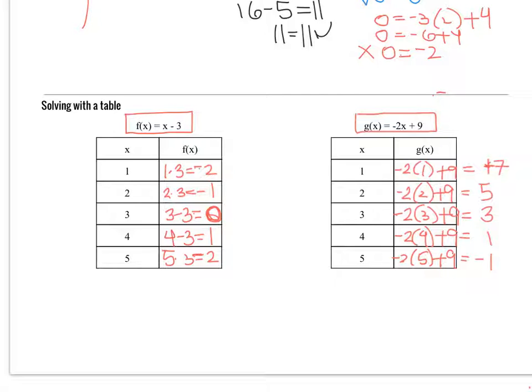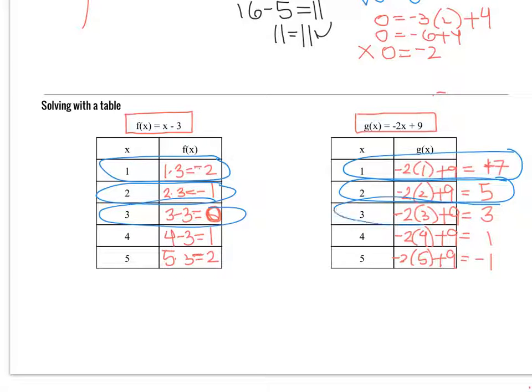And we are looking for an ordered pair that is the same on both of the tables. Now here I have 1, negative 2, 1, 7. That is not the same. Here I have 2, negative 1, 2, 5. Not the same. 3, 0, 3, 3. Not the same. 4, 1, 4, 1. Woo-hoo! We have a solution. The solution to this system of equations is the ordered pair 4, 1.